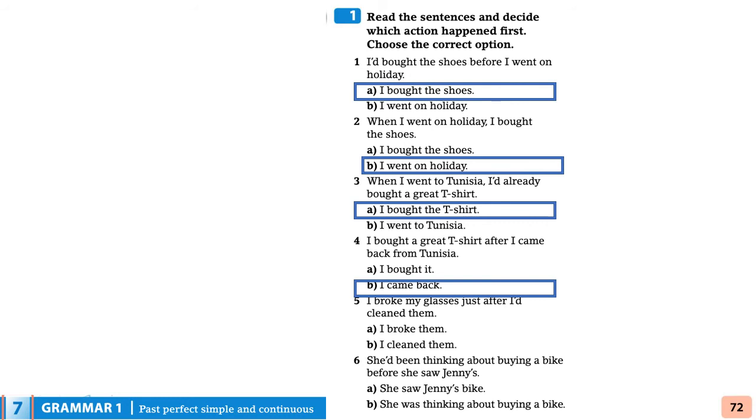Number 5, I broke my glasses just after I had cleaned them. So what happened first? Yeah, I cleaned them, okay, and then they got broken. Well, they got broken, I broke them, okay. And number 6, she had been thinking about buying a bike before she saw Jenny's. So yeah, she was thinking about buying a bike before she saw Jenny's bike.